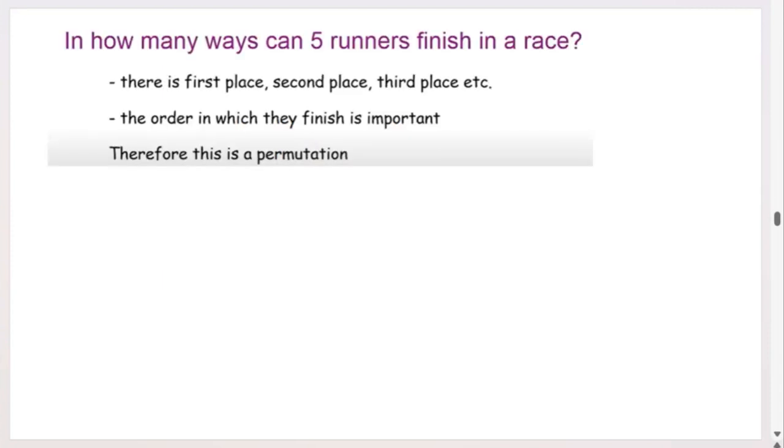Here's a question. In how many ways can 5 runners finish the race? I believe we all ran at school when we were forced to do sport. So we know that to finish the race, there are places: number 1, number 2, number 3, number 4. There is an order there. It is important, so we order. Then that will be a permutation.